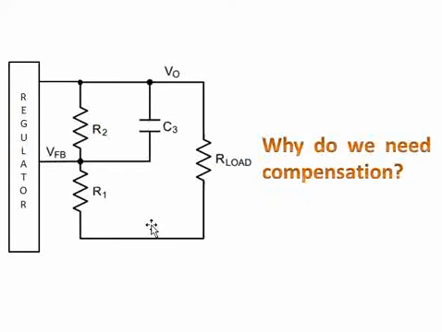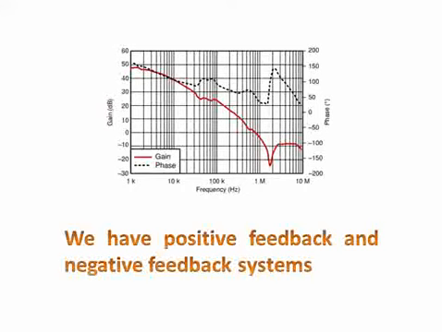Now, why do we need that compensation? That's the major question, right? Yes, compensation is required, and we place a capacitor across the resistor. But why do we need that? That's the very important point that we need to know. For that, we have to understand the kind of systems that are there in our general usage. Generally, for any system, or in fact for some of the systems, we have feedback.